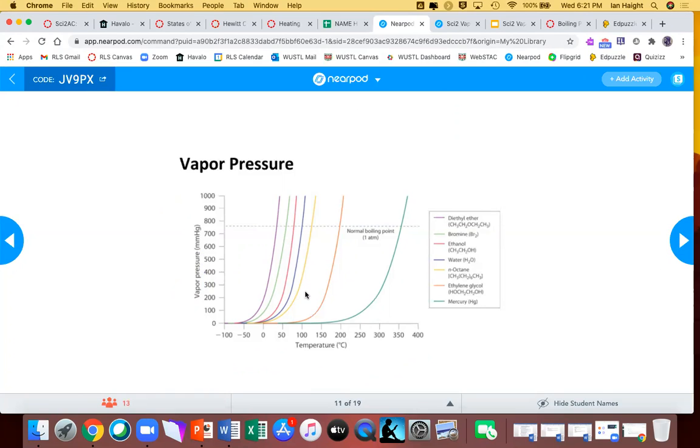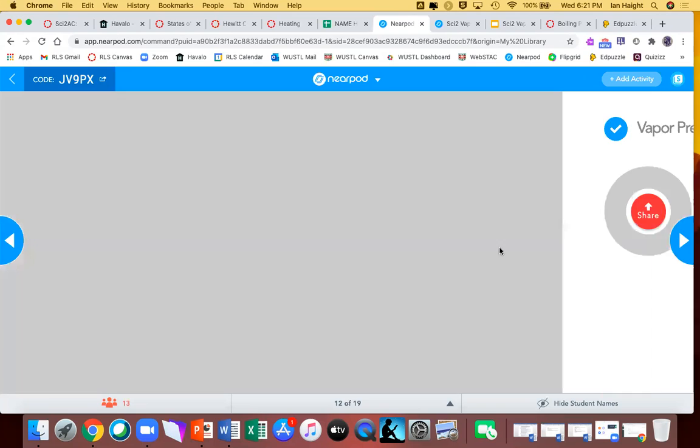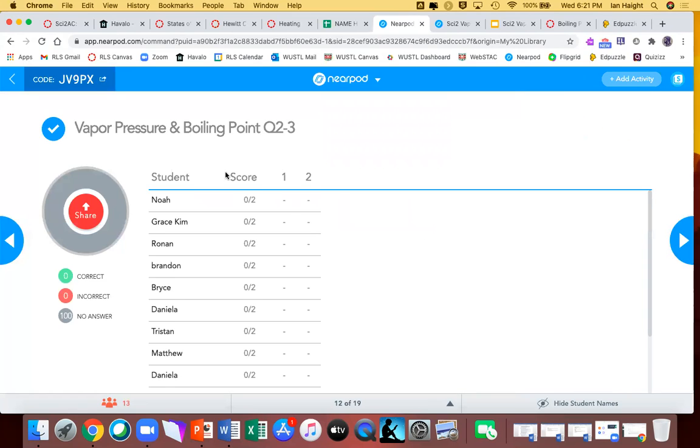But it's also sort of showing you that things like ethanol and alcohols have very, very high vapor pressures, even at low temperatures, which is why they evaporate really easily. So you'll have two questions that relate to this. Give these a go. They're all about hand sanitizer, which we all have experience with these days.